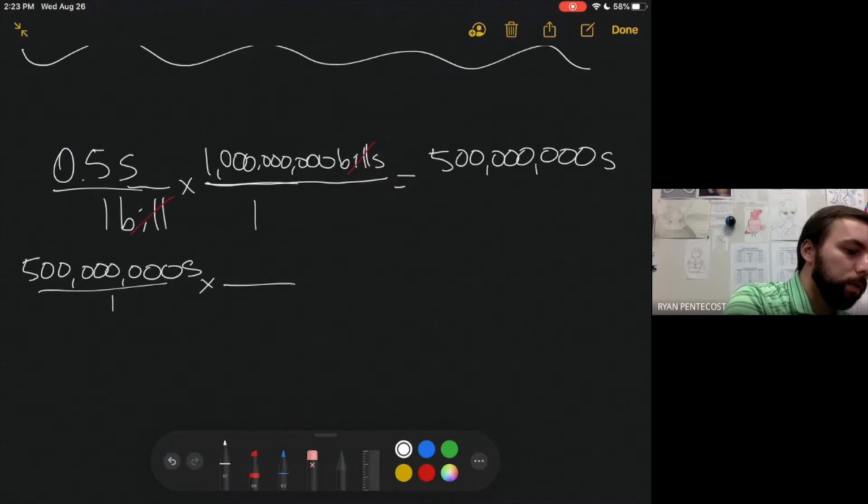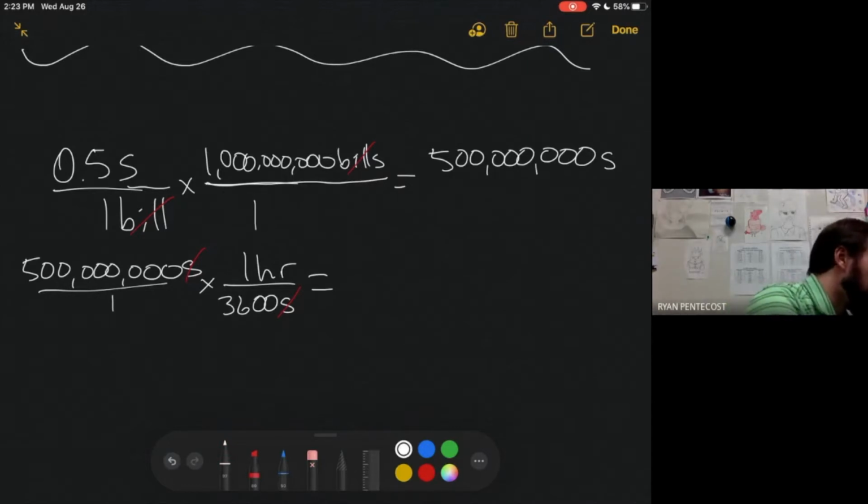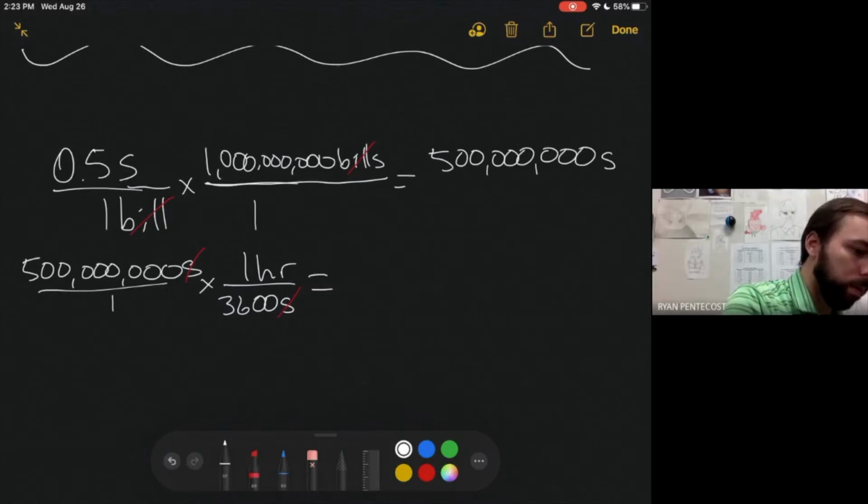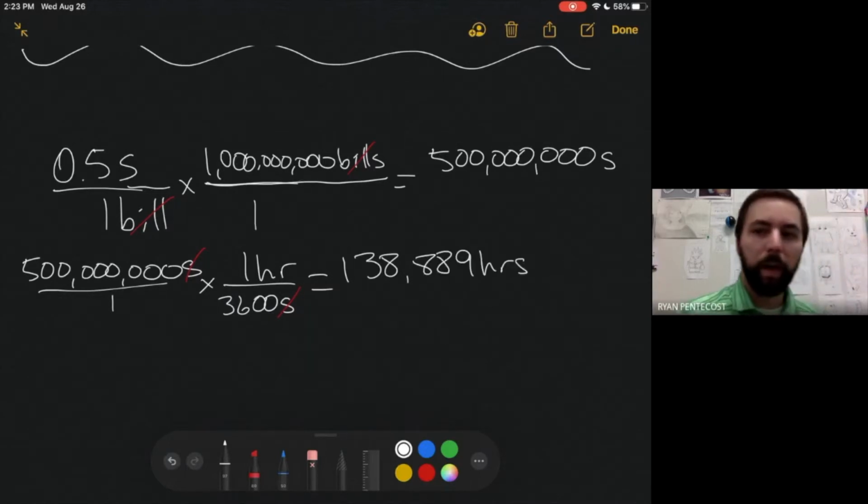So we've got 500 million seconds, okay? And then there's 3,600 seconds to 1 hour. So we take 500 million divided by 3,600. Then you get another big number. I got 138,889 hours. I have no idea how long that is, but you've got to do it straight.